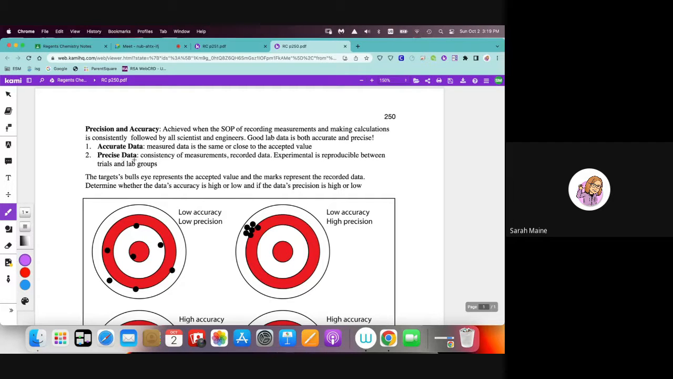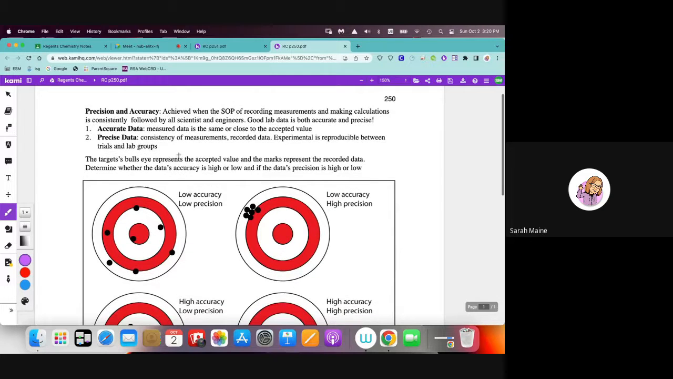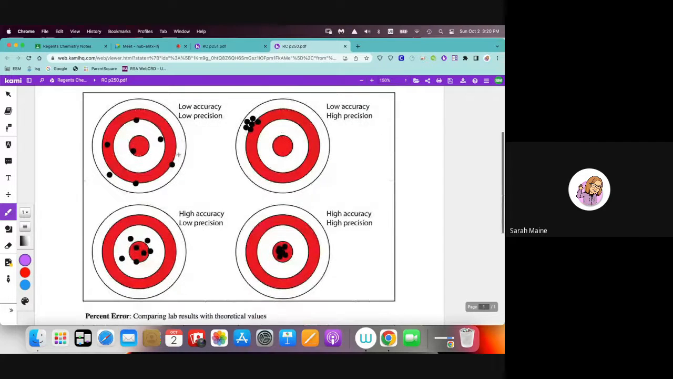Whereas precise data represents the consistency of the measurements. Every time you or I collect data for this experiment, are our results the same or similar or all over the place? So one way of looking at accuracy and precision is looking at these targets.